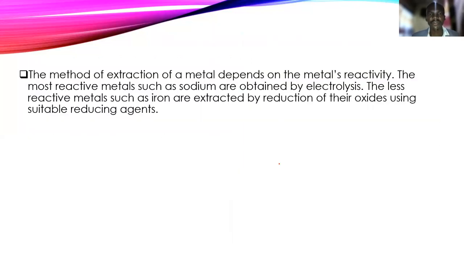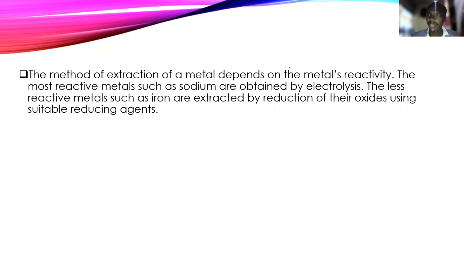The method of extraction of metals depends on their reactivities. So the ones which are more reactive, we use the electrolysis method. The ones which are less reactive can now be extracted by use of reduction, by using suitable reducing agents, such as carbon monoxide, or coke, or charcoal. There are some of the reducing agents that can be used here.